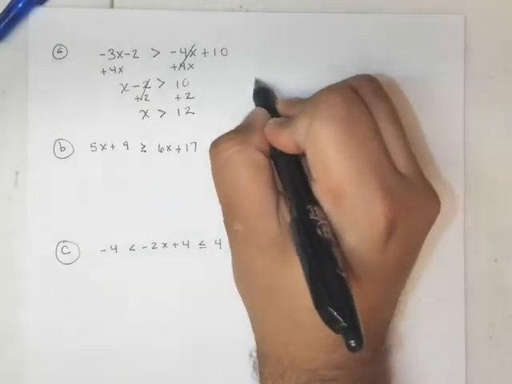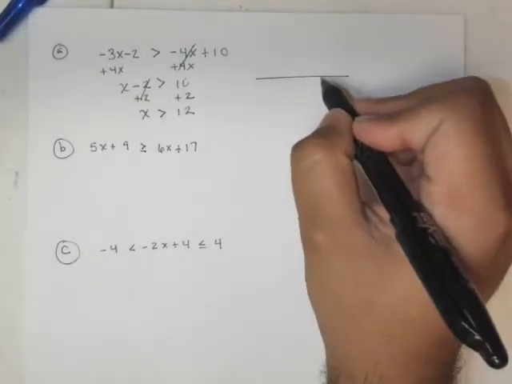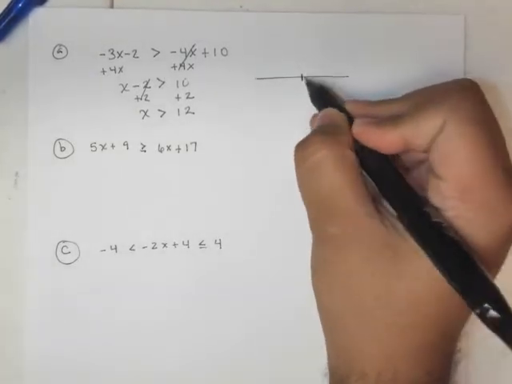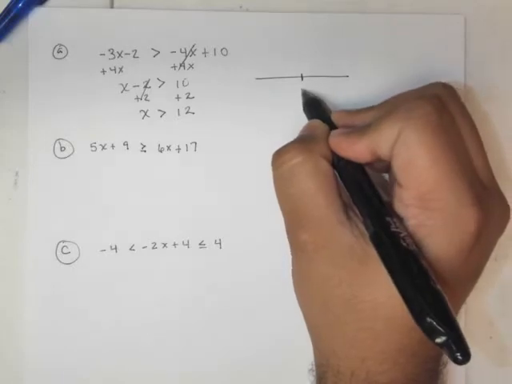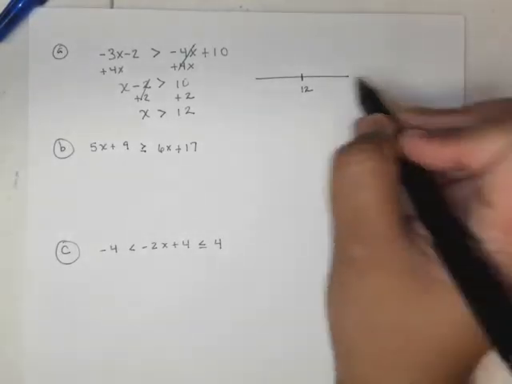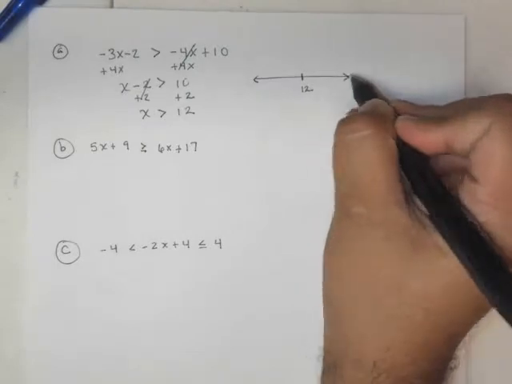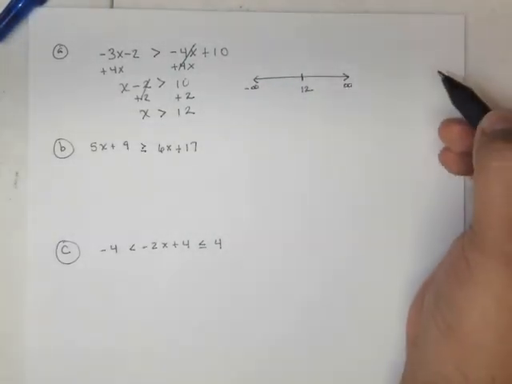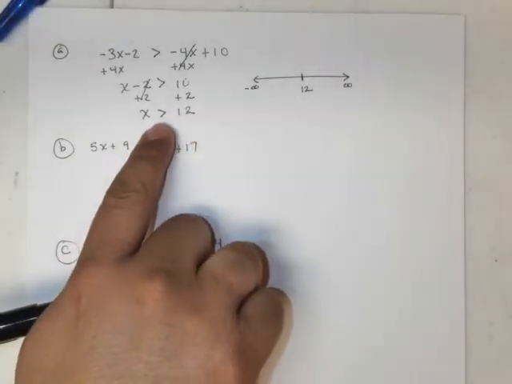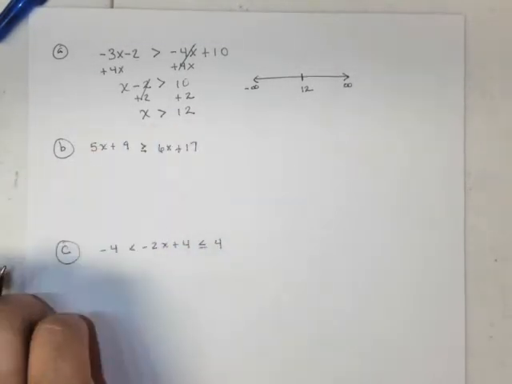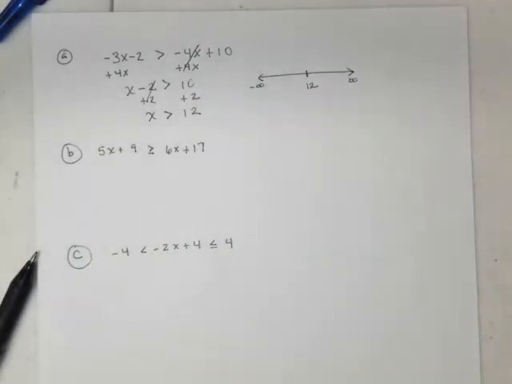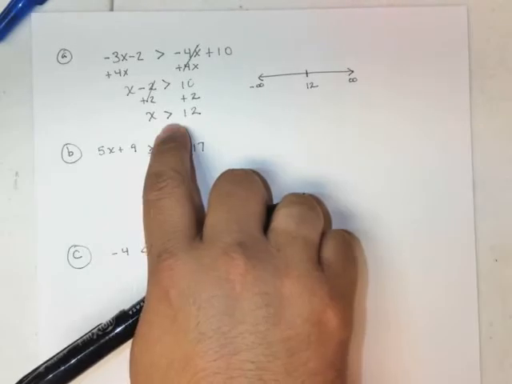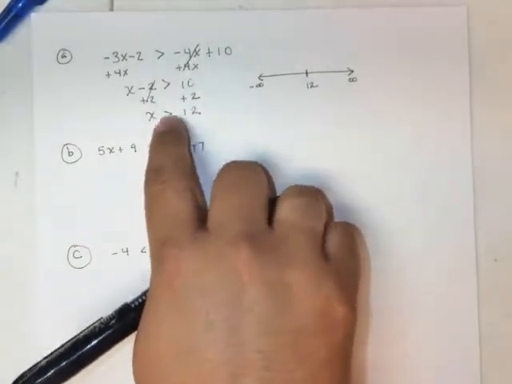Now to sketch this on a number line, it's really not important how we sketch the number line so much as that somewhere on the number line we mark 12. So there's my 12. I can put on here negative infinity. I can put on here positive infinity. But notice that x is greater than 12. Well, in this case, it's not greater than or equal to, so this is kind of not including 12.